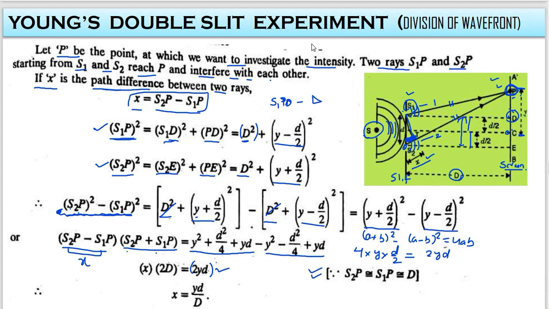If this is the slit and this is the screen, placed at a very large distance apart, then S1P and S2P will be nearly equal to capital D. We assume S1P equals S2P equals capital D, the distance between the slit and the screen. So x equals y into small d by capital D. Remember, this is the path difference between the two rays which are interfering on the screen.